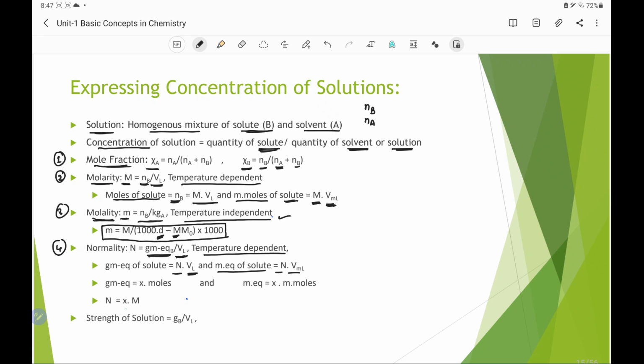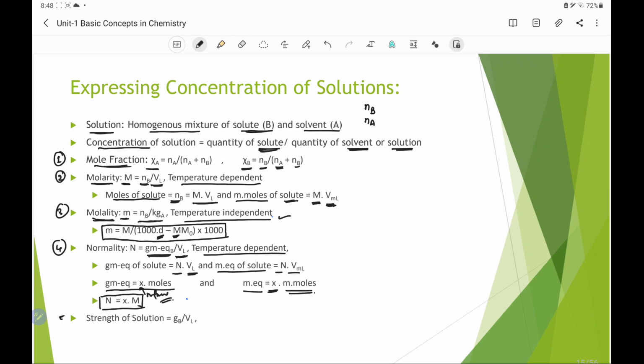And the ratio between the gram equivalent and moles is that gram equivalent equal to the number of moles multiplied by the n factor. This x represents the n factor. Similarly, if we represent in terms of the milli equivalent and millimoles, we can write milli equivalent is equal to the n factor multiplied by millimoles. And in terms of the normality and molarity, we can write, this is also an important relation, normality equal to the n factor x multiplied by the molarity.